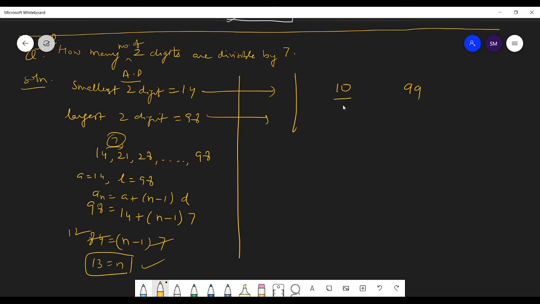So divide this 10 by 7 and divide this 99 also by 7, so divide both of them by 7. So what is the quotient you get here? I am not concerned about the remainder, only the quotient. So the quotient will be 1 here, and here it is 14. So 14 minus 1 is 13. So that is your number of terms between this.